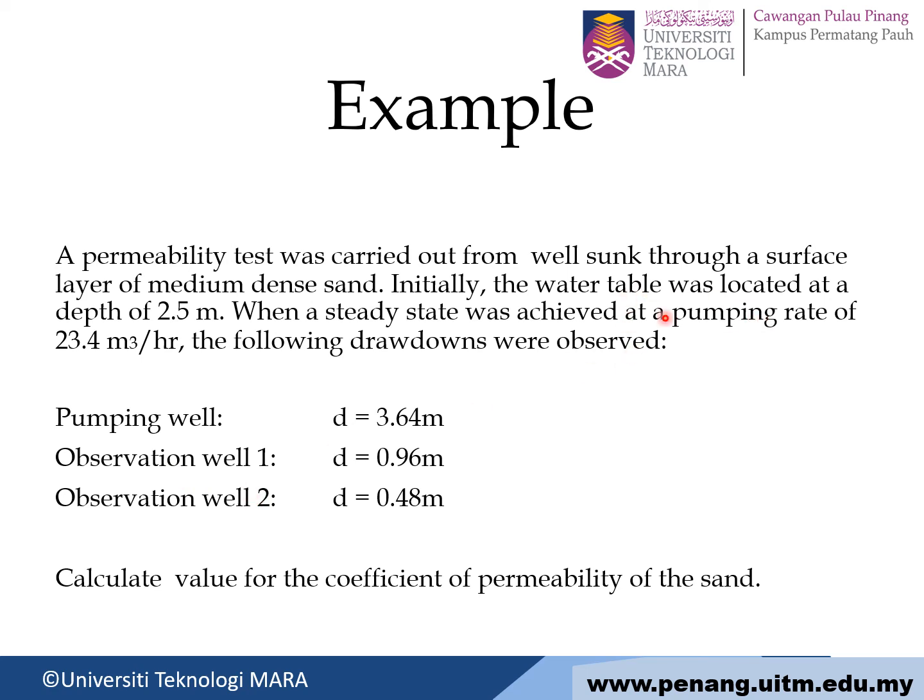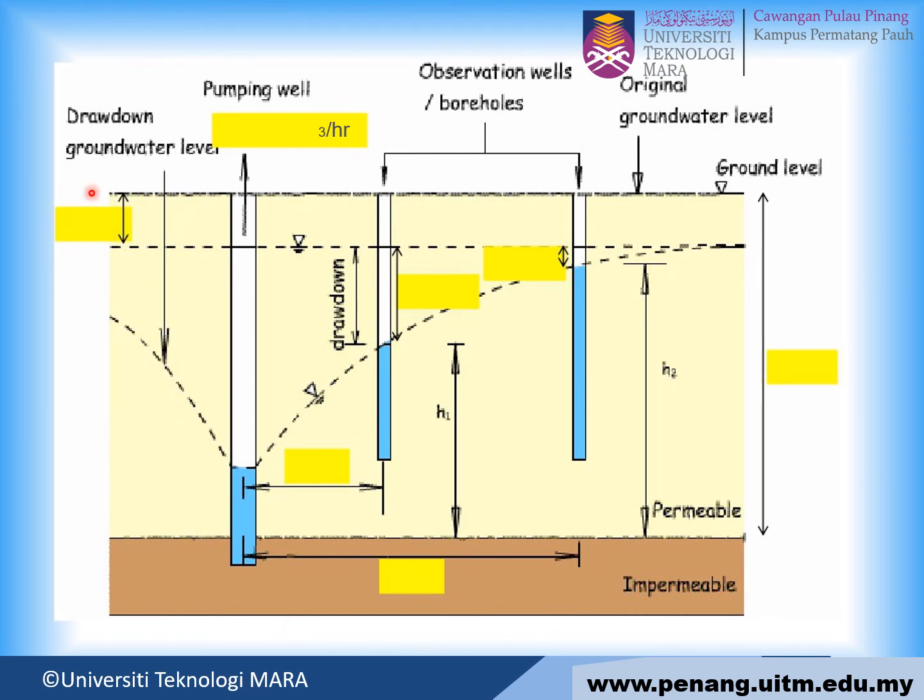The water table is located at a depth of 2.5 meter, and the pumping rate is 23.4 meter cube per hour. So you have to calculate the value of the coefficient of permeability of the sand. Actually, this one is very simple. Alright guys, look at this diagram. You will see that this one is the impermeable layer. At the top there is no impermeable layer. This is permeable. So first you have to decide whether this one is confined or unconfined. Of course, this one is an unconfined aquifer.